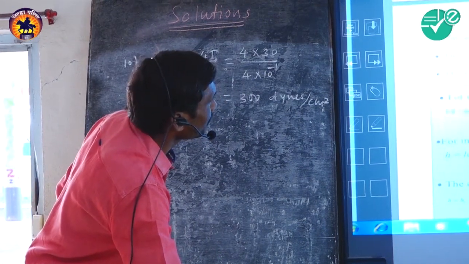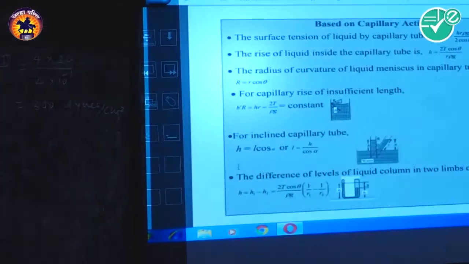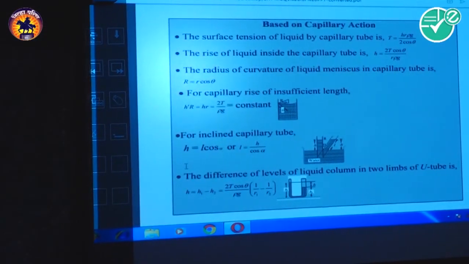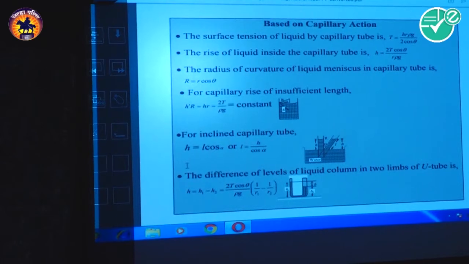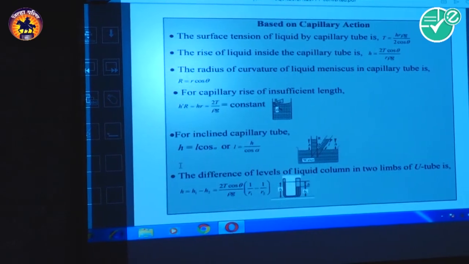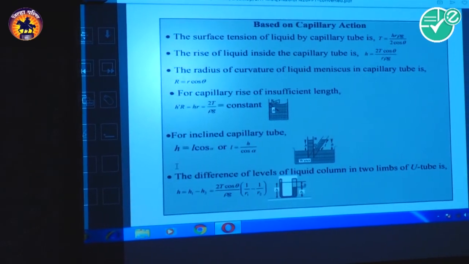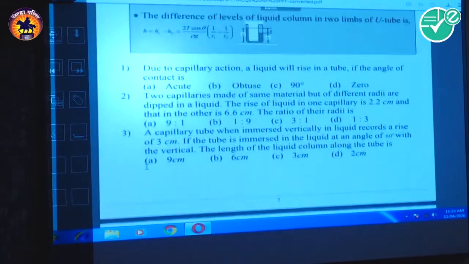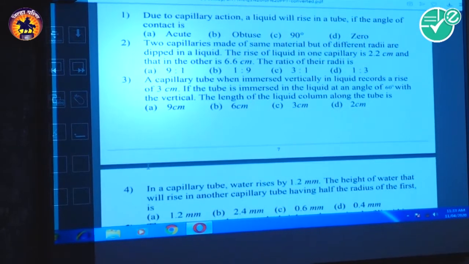Then we shall take some MCQs, those are based on the capillary action. There are some important formulae related to the capillary action. Then we shall take the first MCQs.